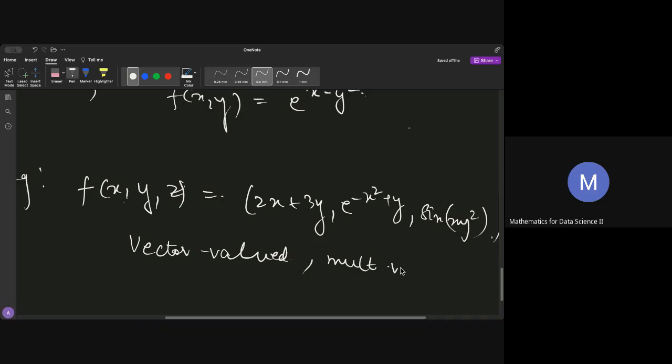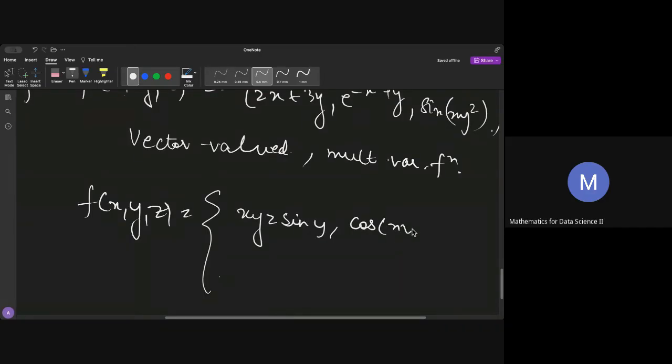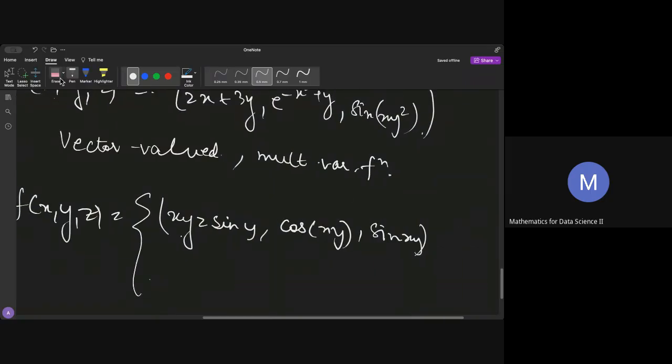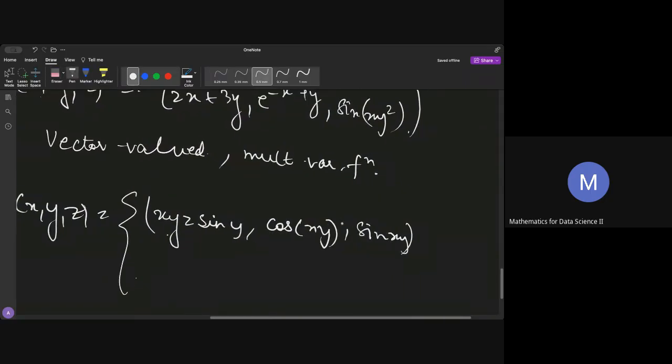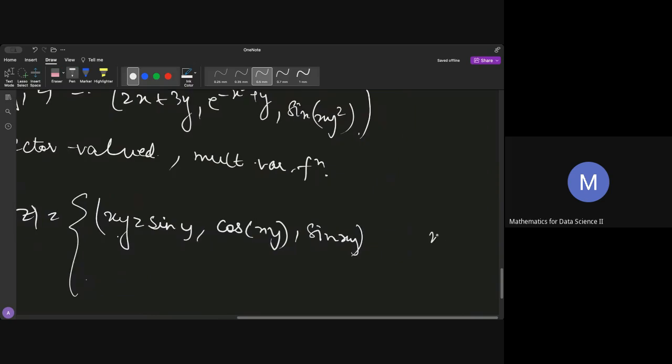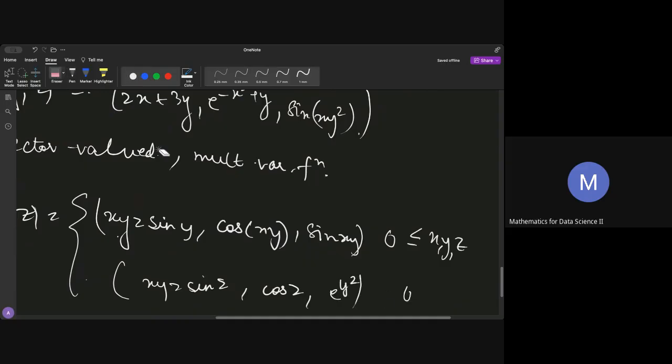Let's have an example. F of x, y, z equals, let's say, x y z, sine y, cos x y. I just want you to be familiar with the kind of functions that we'll be seeing, not exactly these complicated functions. This one is for x, y, z greater than or equal to 0, all of these greater than or equal to 0. And here let's take x, y, z, sine z, cos z, and e to the power y square, otherwise.